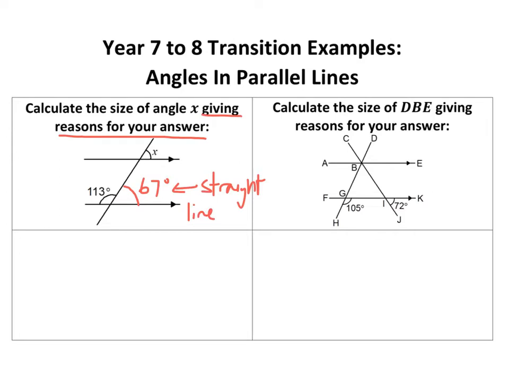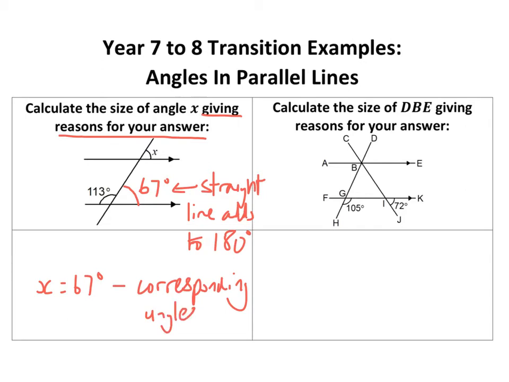And so you say that's 67, and you'd say straight line adds to 180, okay. You can then say that x equals 67. Now, x and 67 are the same, okay, and that property there is corresponding. I'll try and fit it in, corresponding angles. So, this 67 and x here are corresponding angles.